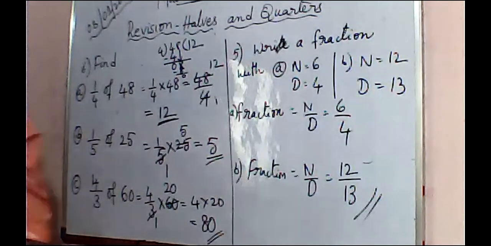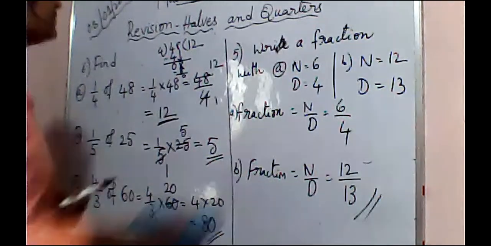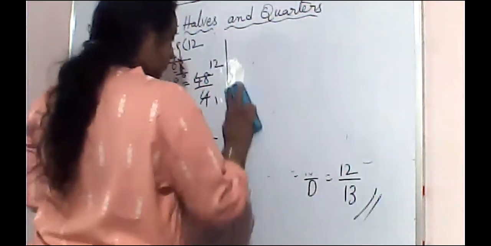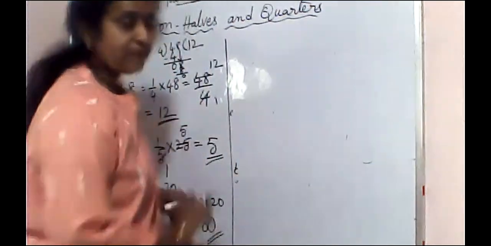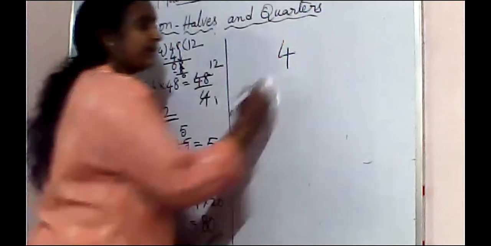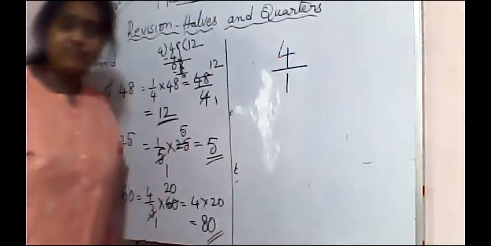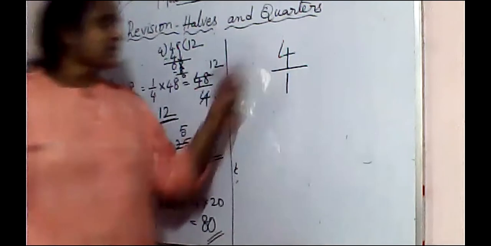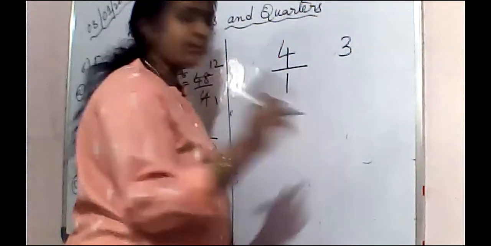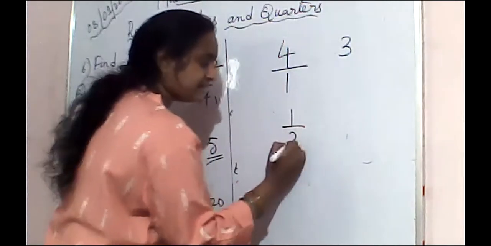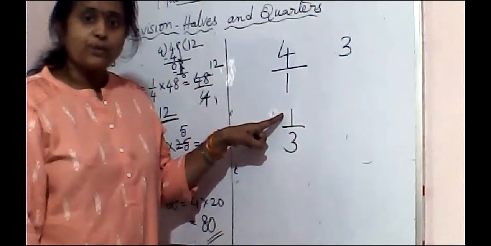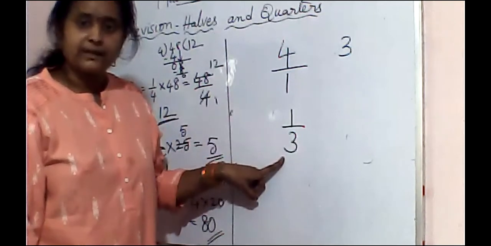Children, here I want to explain one thing. When we write numbers 1, 2, 3, 4, those are called whole numbers. When we write 4, this can be written in fraction form as 4 by 1. That means if we write 3, in the denominator we have 1. You have to remember that. So again, 1 by 3: 1 is the numerator, 3 is the denominator.